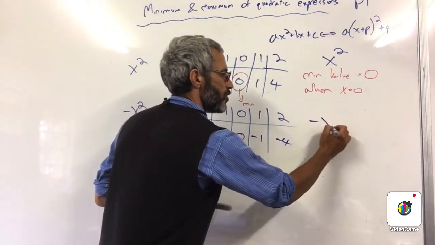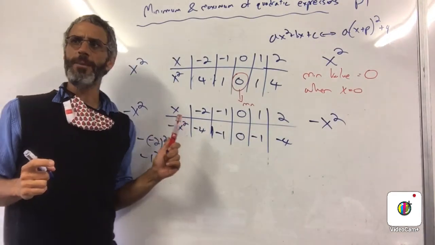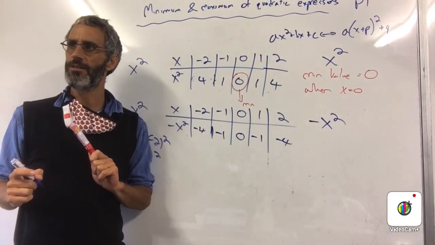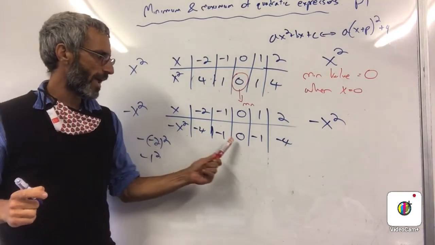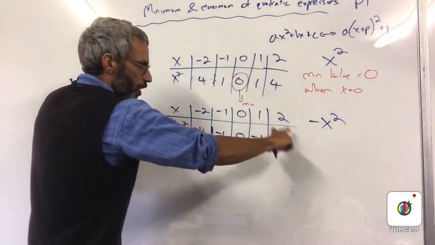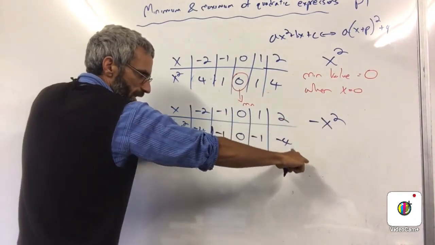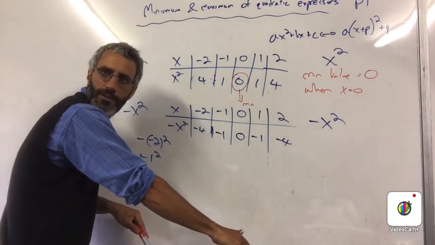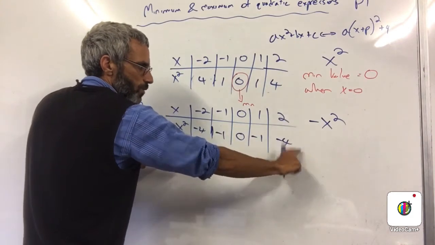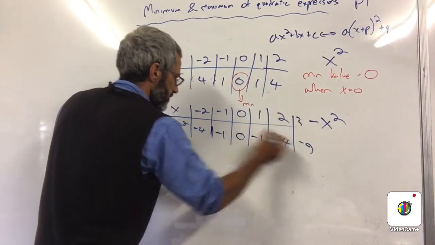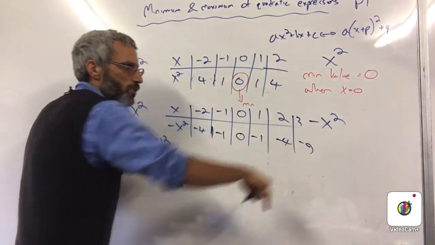So this expression, -x squared, does it have a minimum or a maximum now? It has a maximum. See, as I carry on with 3 and -3 and 4 and -4, the numbers will get smaller and smaller. The next number will be -9 when x equals 3, and -3 will also give you -9. So the numbers are getting smaller and smaller and smaller.